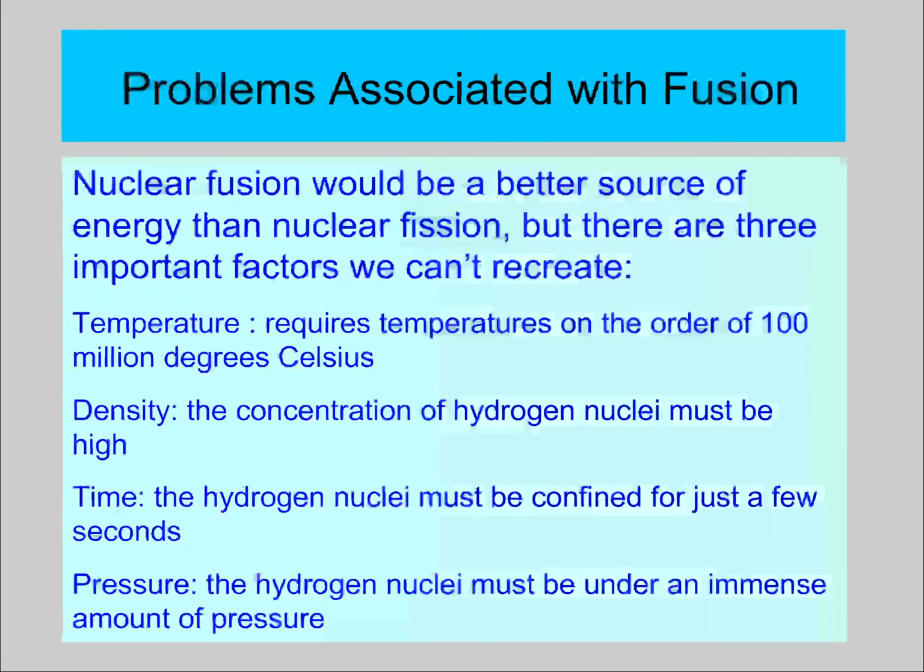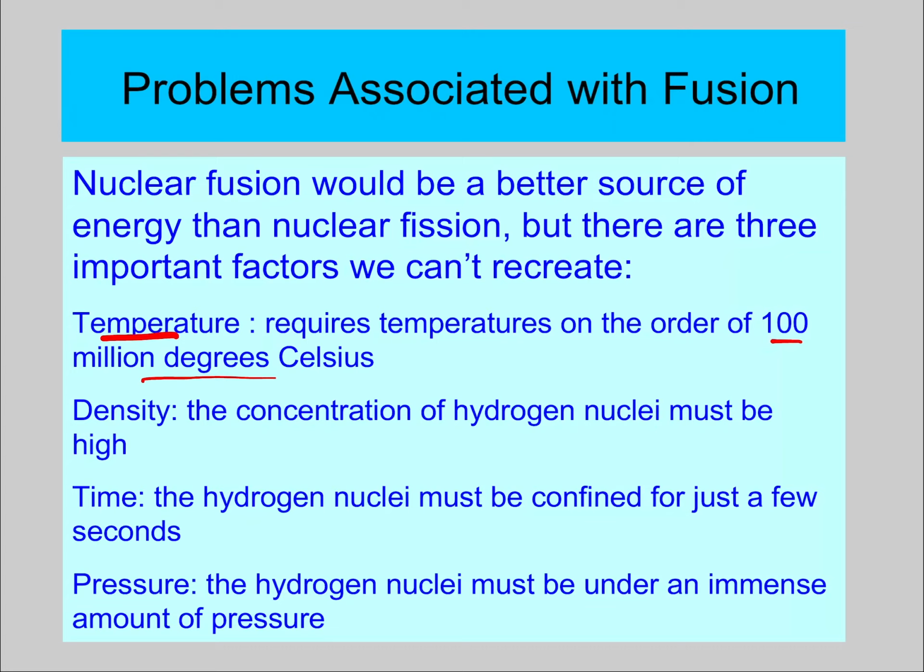So the problems associated with fusion, with recreating it, is that while nuclear fusion would be a better source of energy than nuclear fission, there are 3 important factors we can't recreate. And there's 4 here, but I'm going to tell you which are the 3 that we can't recreate. The first is the temperature. The requirement of the temperature is 100 million degrees Celsius. So what this means is we have to have materials that can withstand that temperature, and we're limited because the materials we have wear out quite quickly at that heat, or they don't withstand the heat, or they start to react with the heat.